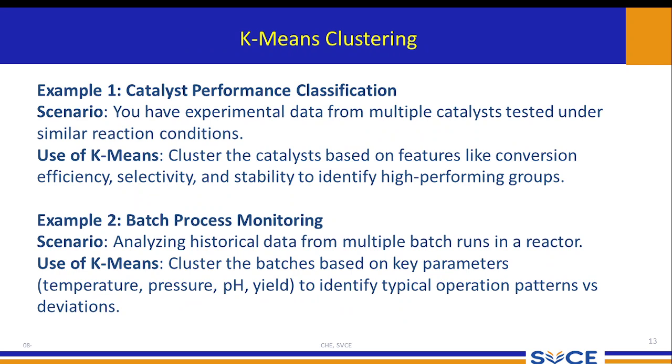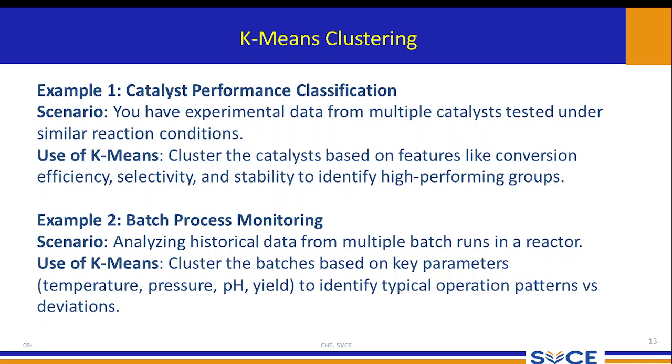Example one: catalyst performance classification. The scenario: you have experimental data from multiple catalysts tested under similar reaction conditions. For example, you have a reactor with a feed flow rate, temperature, and pressure maintained in the reactor. But I am going to vary the different types of catalyst and try to identify the yield. The only parameter I adjust is the catalyst. The other parameters, like the concentration of the reactant, flow rate, temperature, and pressure inside the reactor, I am not going to vary.